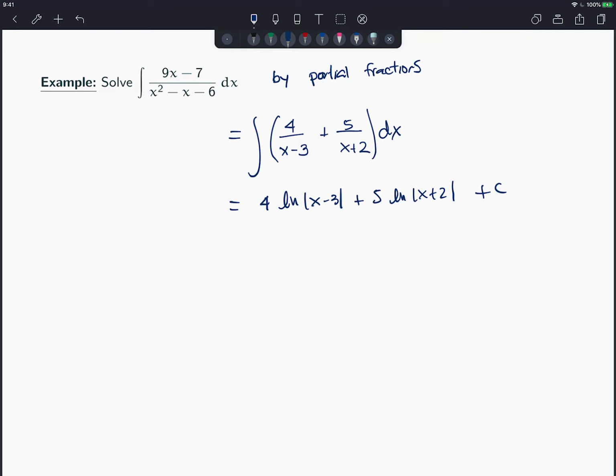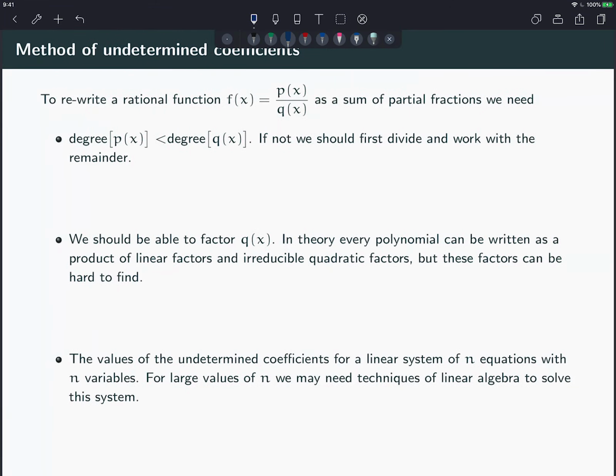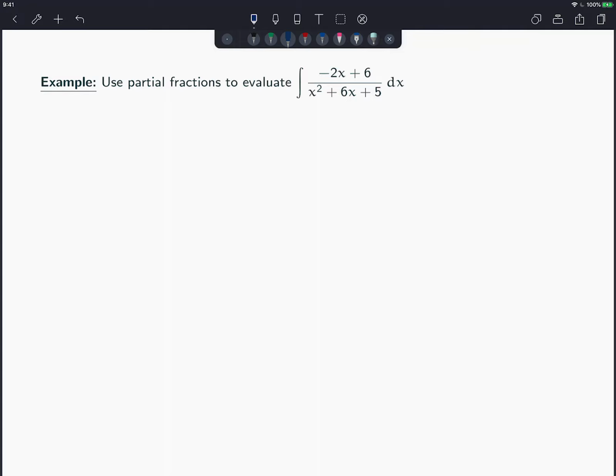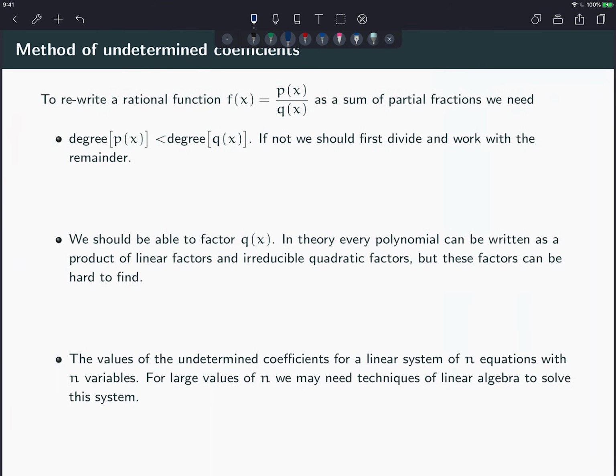So that's how we use the method of partial fractions to do these problems. Now, in a real situation, it's going to be given to you like this. We're going to give you the integrand as a rational function, and we have to decide if partial fractions is a good method to solve it. So I skipped this slide very quickly. So what do we need to do this?